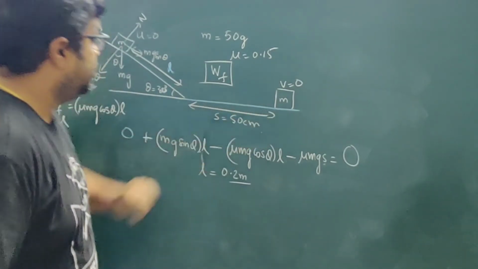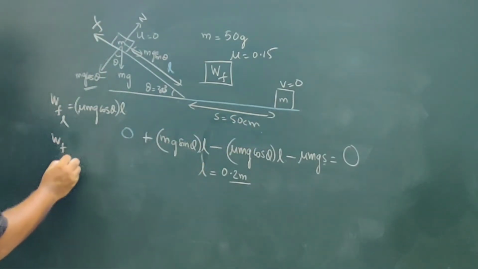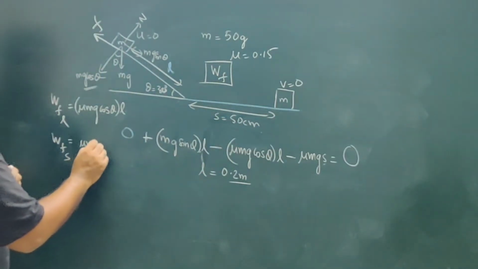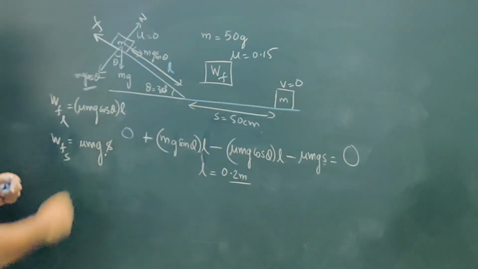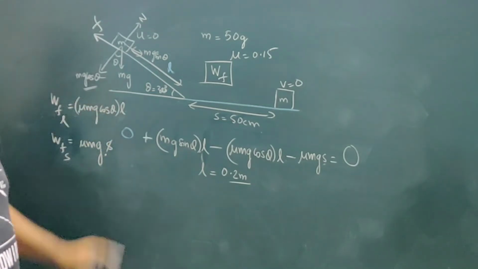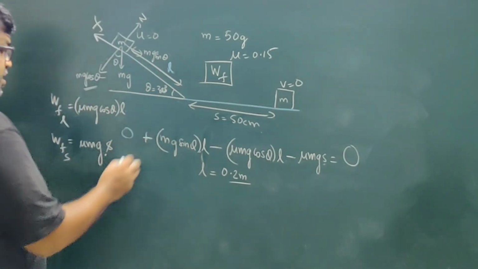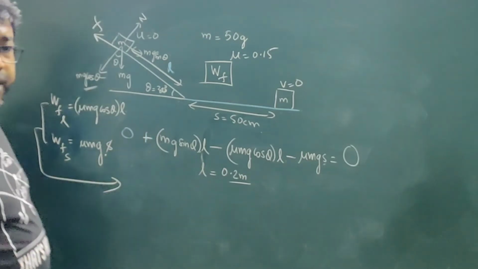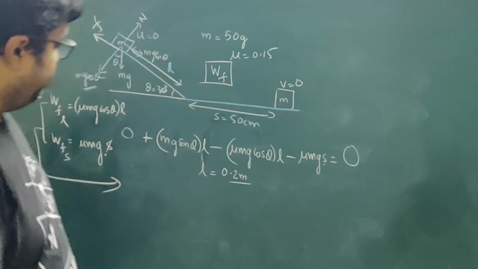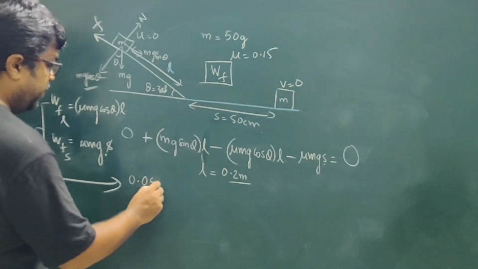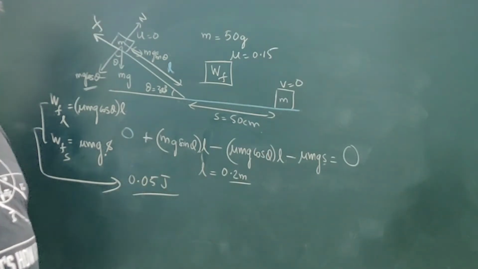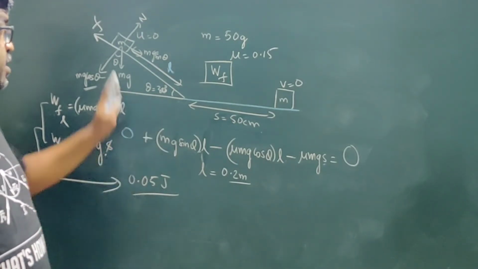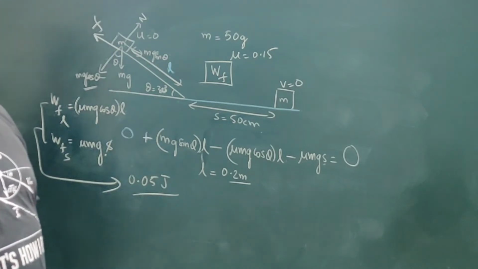Correct? And for this horizontal part, the work done by friction for this displacement S will be mu mg into S. All these quantities are known. You can simplify it and verify that if you add these two, you get the total work done, and this will come out to be around 0.05 joule. You should try this and you will get 0.05 joule. So this is the concept to solve this question.